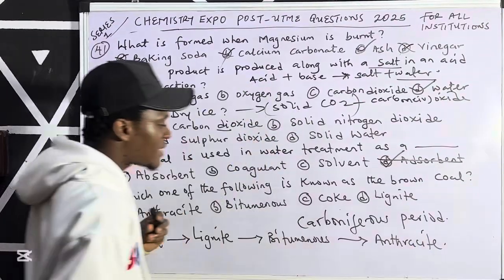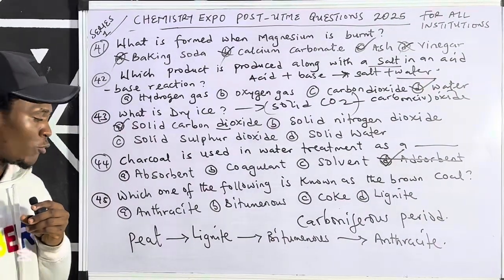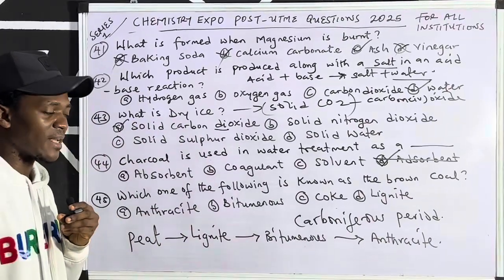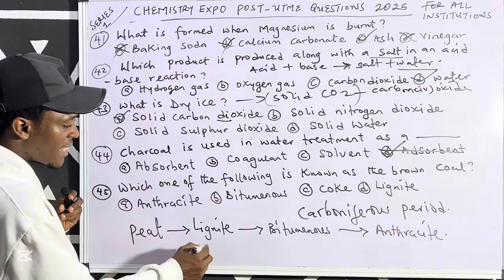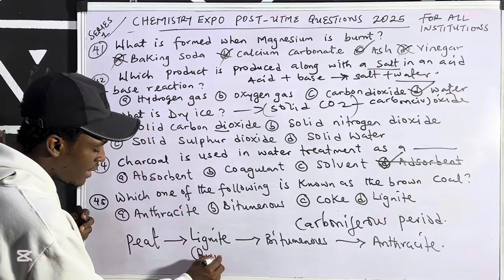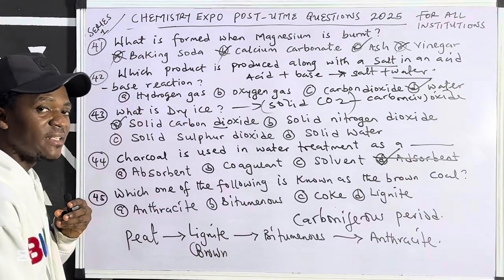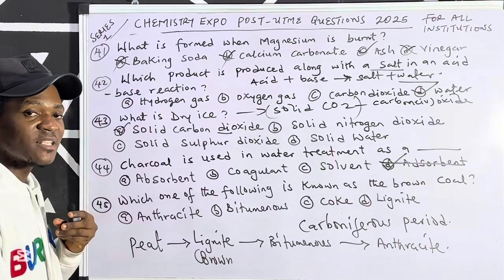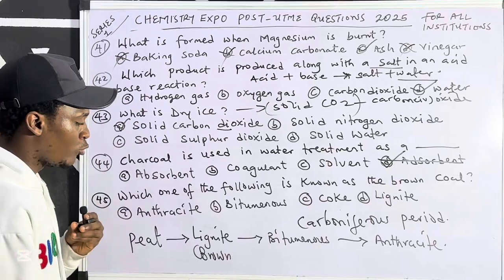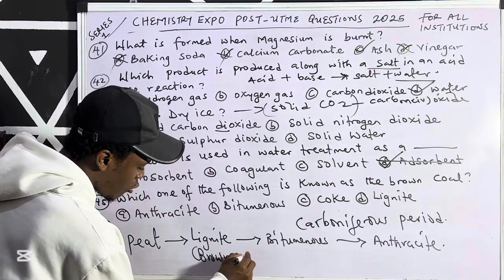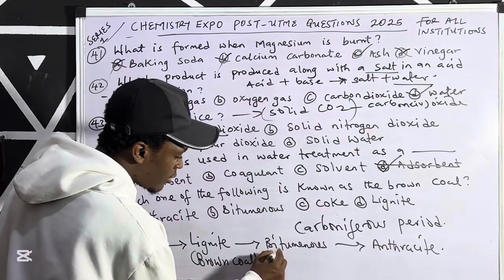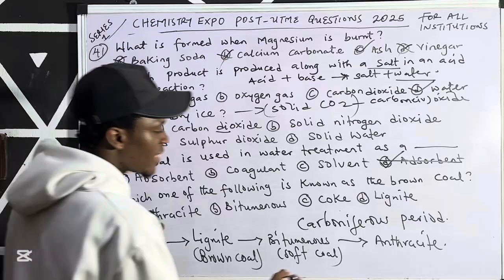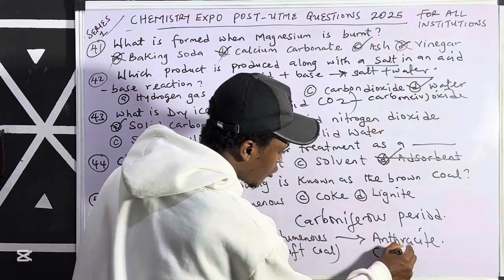Alright, so these are considered to be the four types of coal: the peat, lignite, bituminous and anthracite. As a matter of fact, lignite is also called brown coal, and the coal that is abundant in Nigeria is lignite. So sometimes they might just say that lignite is considered as Nigerian coal. Alright, so take note of that. Brown coal is lignite. Then bituminous is also called soft coal. Then anthracite is called hard coal.